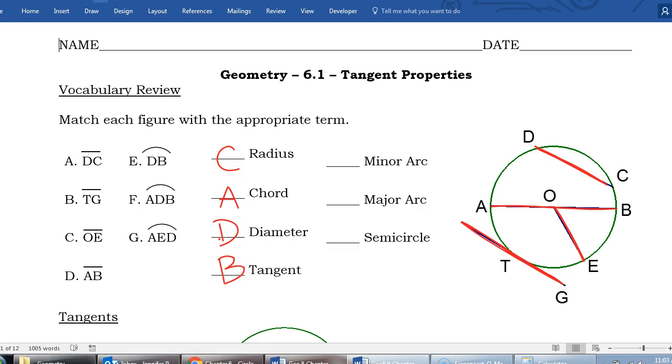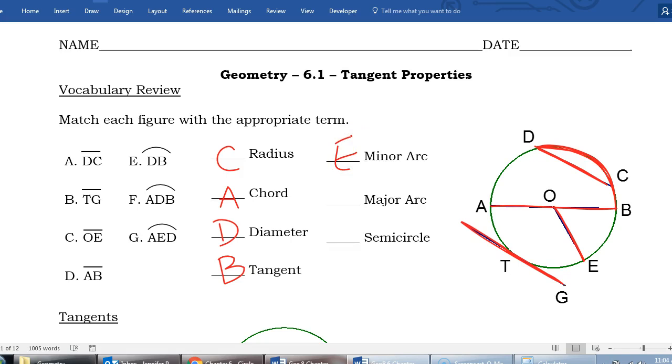Next, I have some arcs. They have round segments or arcs on top of them to know that we're talking about the curved pieces. So first one says arc DB. So the curve that starts from D and ends at B, that is a curve or an arc that goes less than halfway around a circle. That's a minor arc.